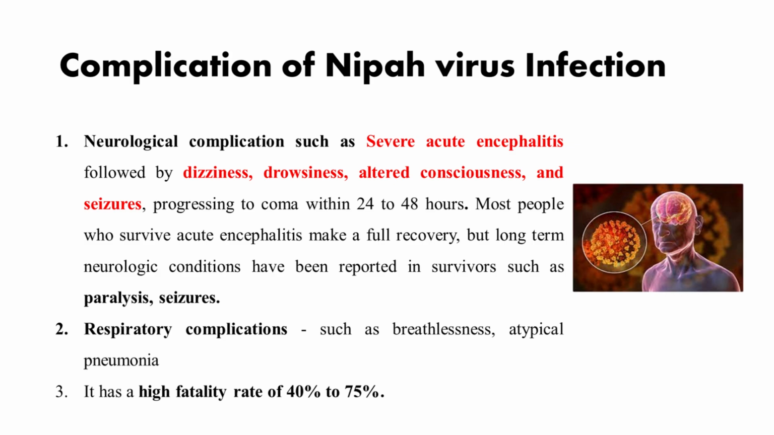Neurological complications include severe acute encephalitis followed by dizziness, drowsiness, altered consciousness, and seizures, progressing to coma within 24 to 48 hours. Most people who survive acute encephalitis make a full recovery, but long-term neurologic conditions such as paralysis and seizures have been reported in survivors. Respiratory complications such as breathlessness and atypical pneumonia are noticed. Patients with Nipah virus have a high mortality rate of 40% to 75%.